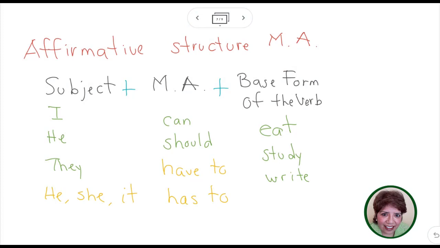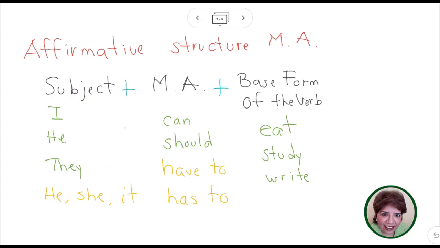And now, let's see the structure. In an affirmative structure using the moral auxiliaries, first, you have to write the subject. The subject, I, he, personal, the third person, or plural subject. No importa si es personal, si es una tercera persona, si es plural, los que sean. All of them, you can start the sentence with this.